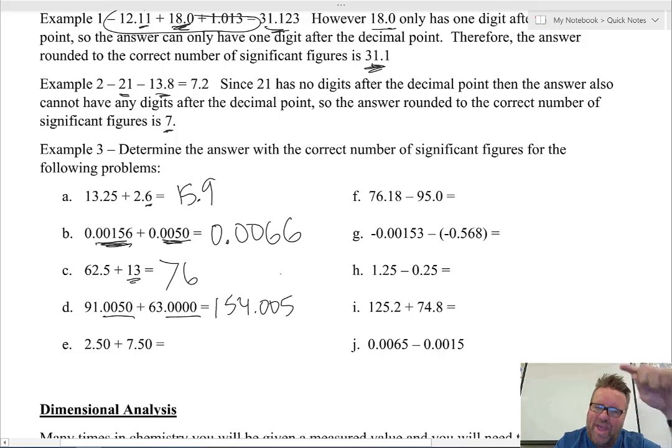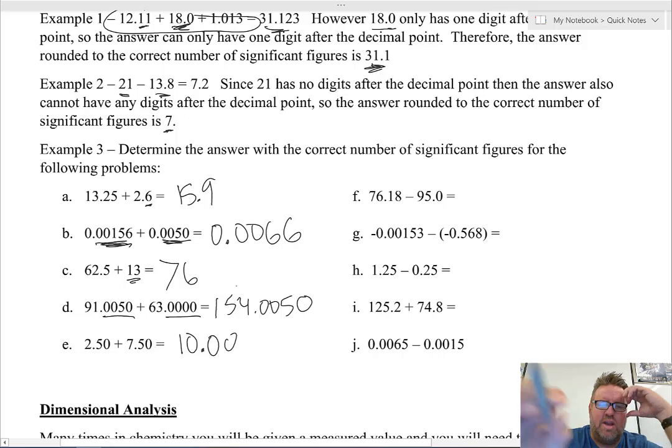But again, we have to follow the rule that they both have 4 after the decimal point, so our answer has to have 4. So what do we do? We throw a 0 on the end. Okay, letter E, very similar. 2.50 plus 7.50 equals 10 on the calculator. But both of them have 2 digits after the decimal point, so we have to as well. So it's got to be 10.00.